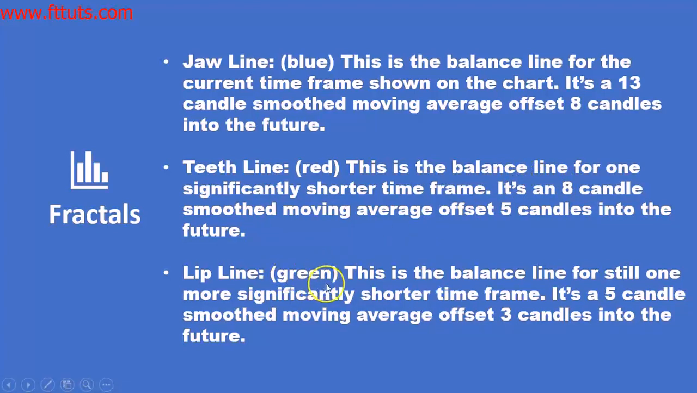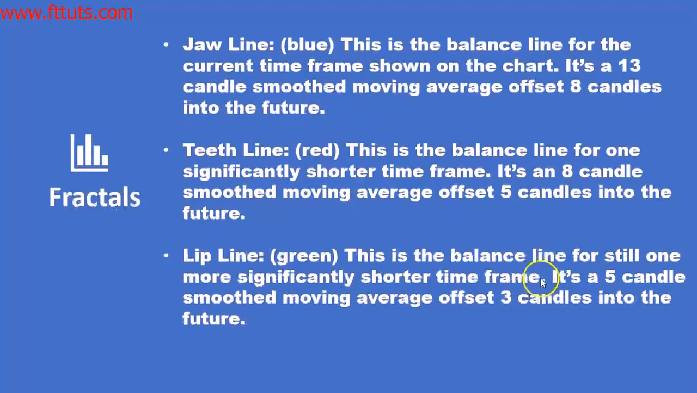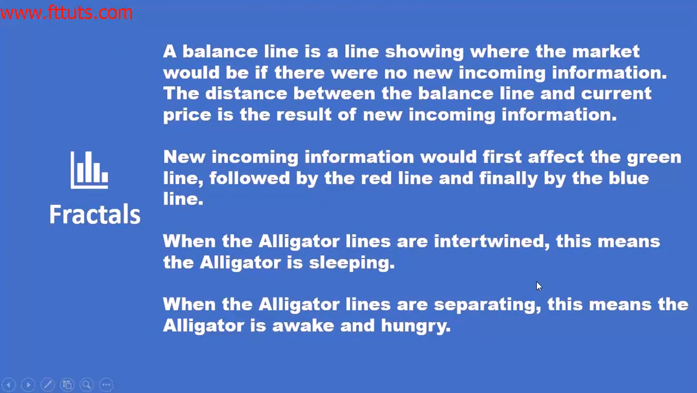And then finally your lips, which is the green, is the balance line for still one more significantly shorter time frame, and it's a 5 candle smooth moving average, offset 3 candles into the future. So it's offset pretty much like Ichimoku.